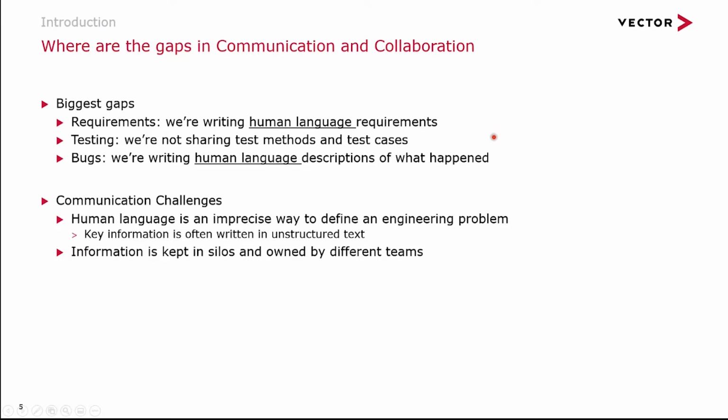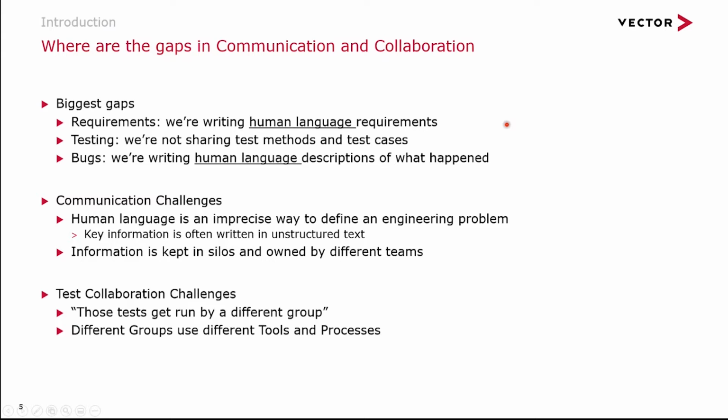So I think the 2 key communication challenges are human language, as I mentioned, where key information is embedded within unstructured text, and the information is kept in silos, so different parts of the team own different information. And then test collaboration. A common thing I hear from customers in the field is, we don't control those tests. They get run by a different group, maybe later in the process. And for sure, different groups use different tools and processes. Those are the key areas that I'm going to dive into a little more in the remainder of this presentation.